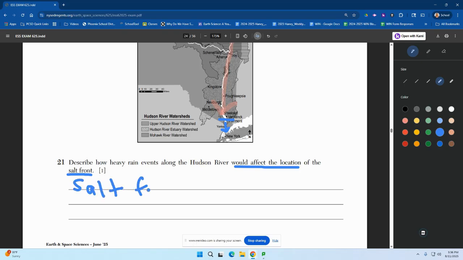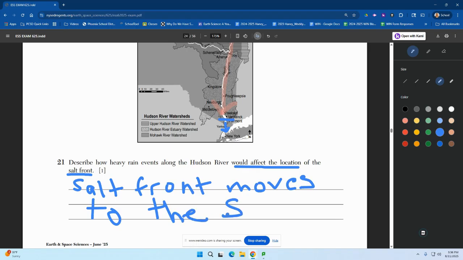Sorry, I'm using a different app today, which is making them a little bit harder. It moves to the south. Okay, so the salt front moves to the south. We could have said something like it would move closer to the ocean. So it's going to be pushing that salt downward away from the fresh water that's flowing through the river.